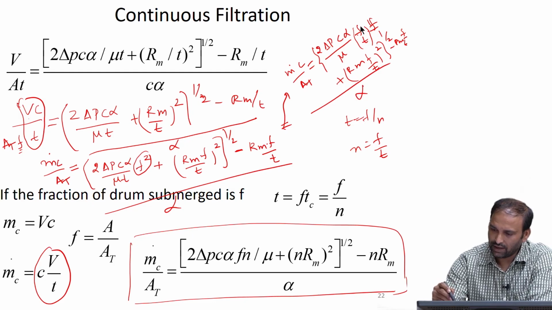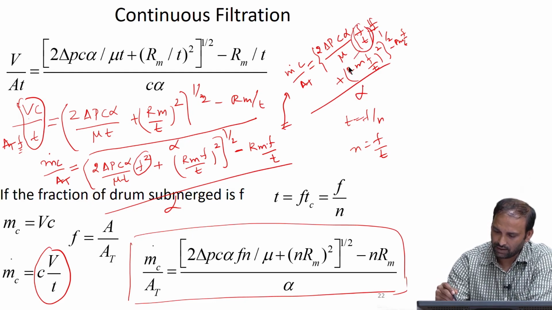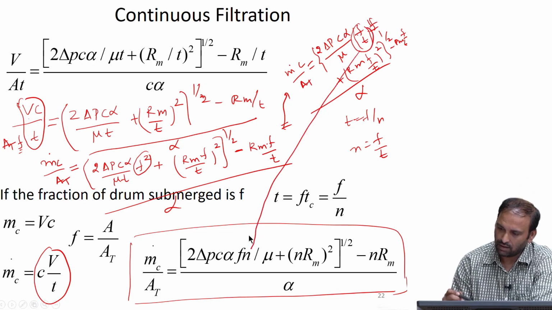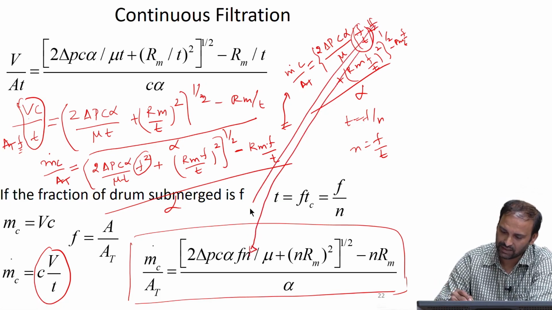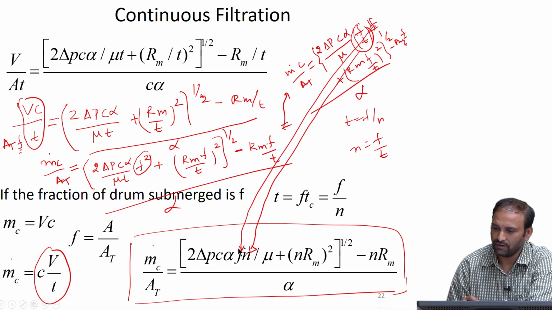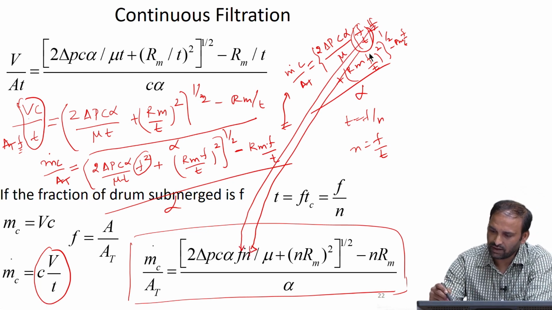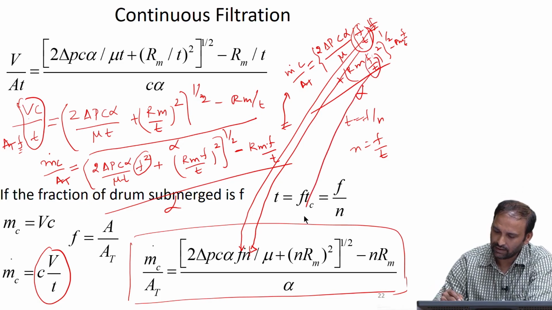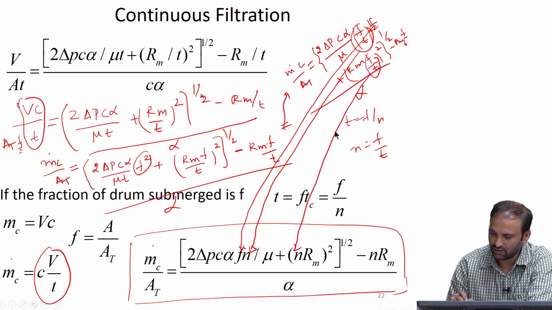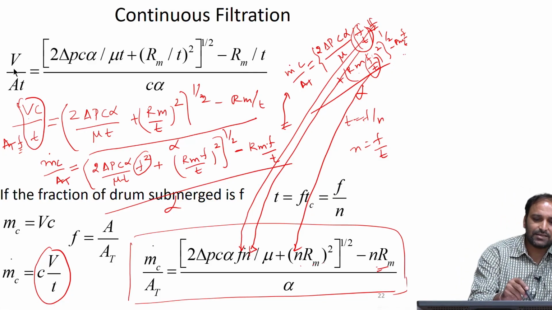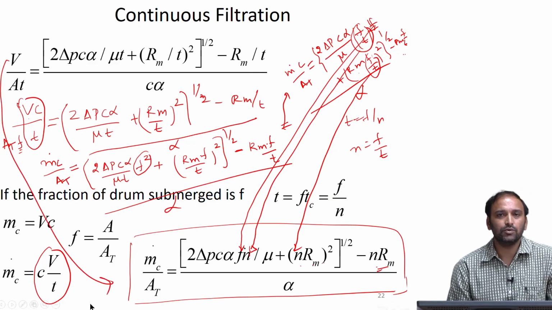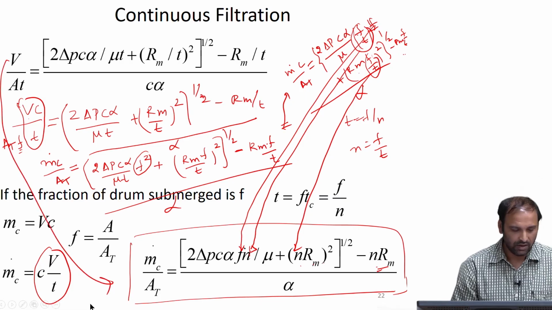Now, f by t is n, and there is another f which is this f, and this f by t is n. So this becomes n times Rm whole square, and this becomes n times Rm. So essentially we have recast this expression into this form. That is what we have done.